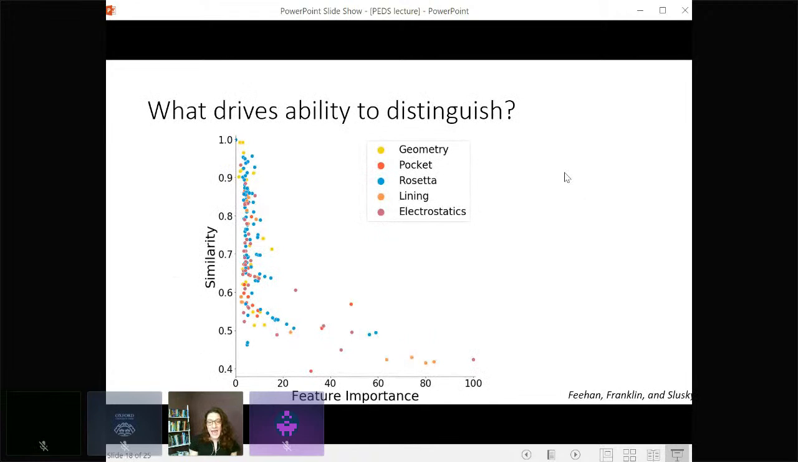So on the y-axis here, we have similarity. That's what I was showing you before. How much overlap is there between the distribution of enzymes and the distribution of non-enzymes? And on the x-axis, I have that feature importance. So we're going to be able to see what things that are more or less similar are actually driving this metric. So the first thing to point out is that geometry, which, like I said, intuitively, I think a lot of us want to believe is going to help, is not helping. No matter how similar or dissimilar, all these yellow dots are all the way on the left, 0 feature importance.